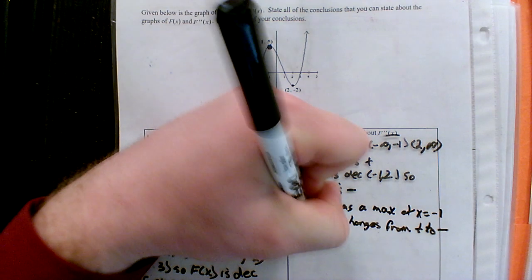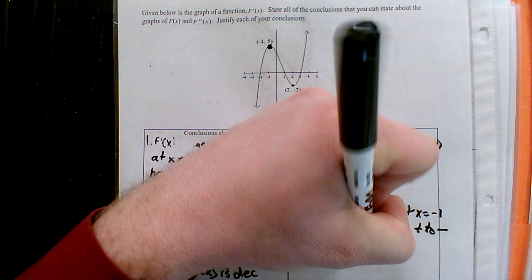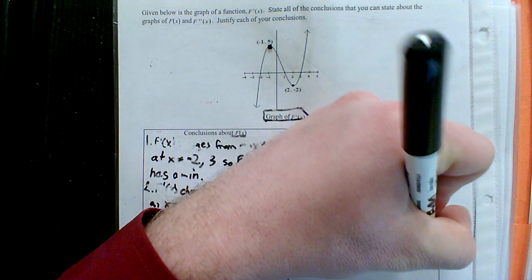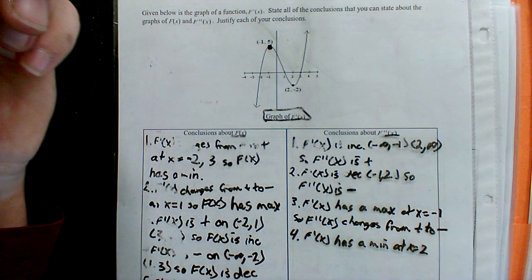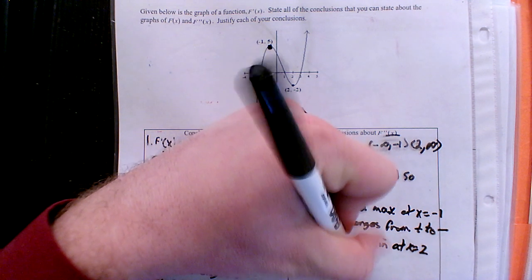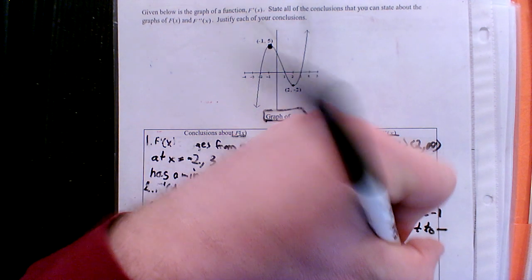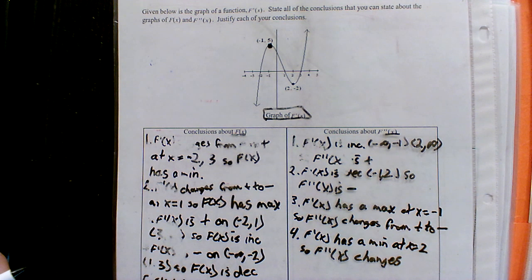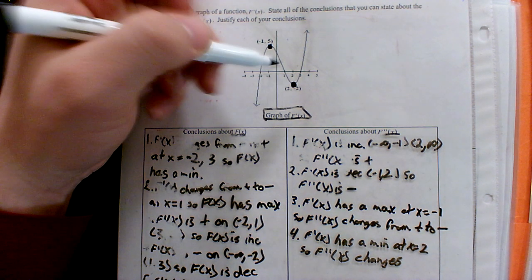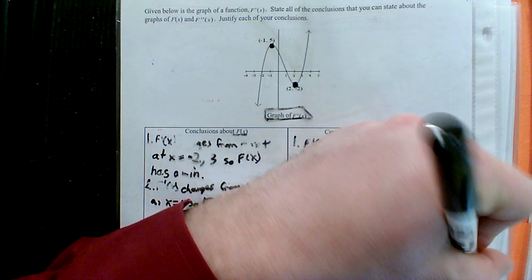All right, 4 is similar to number 3, but we're talking about first derivative has a min at x equals 2. So now the second derivative changes from what to what? We're talking about the min now. Yes, thank you. Changes from negative to positive.